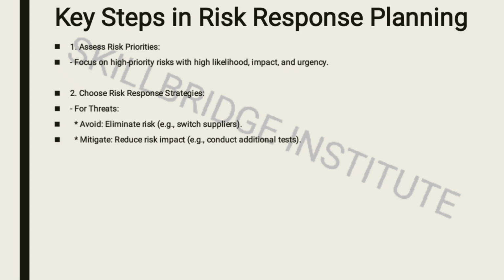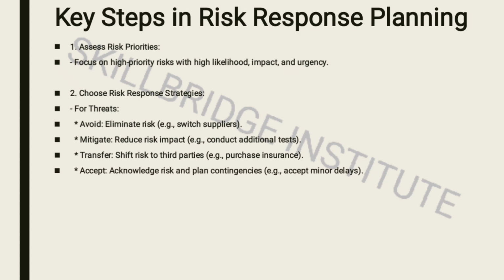Number 2, you can try to mitigate if there are some threats. On that one, you can do some additional tests if they are needed. Number 3, you can shift that threat. On that one, you can use an insurance company. If any risk is going to come into your project, the insurance company will take care of it. Number 4, you find that there are some risks which may have only minor effects. Those ones you can simply accept.